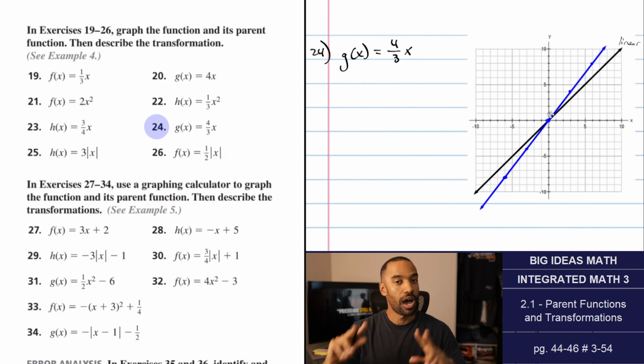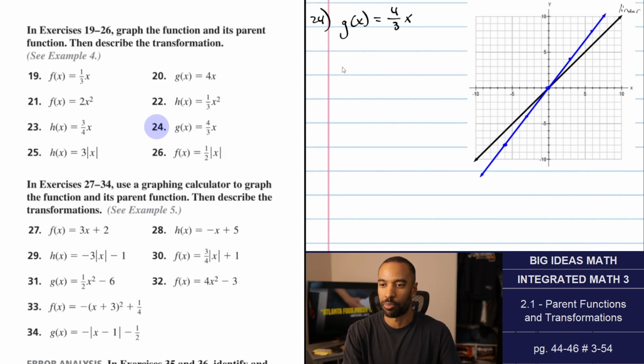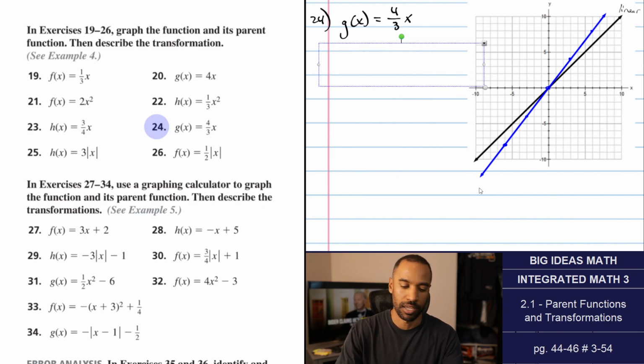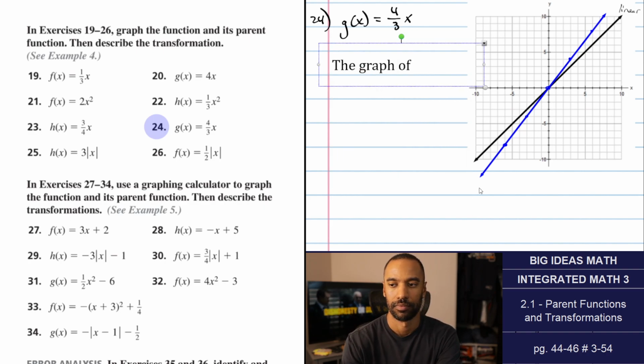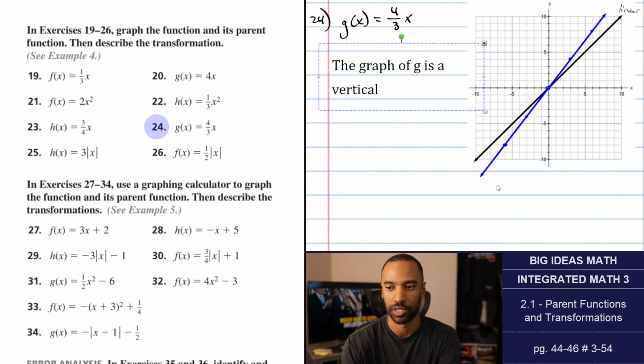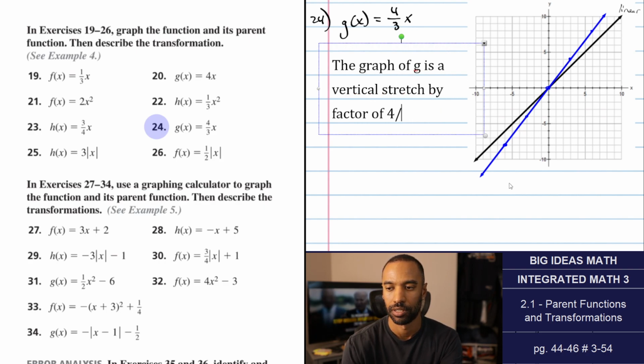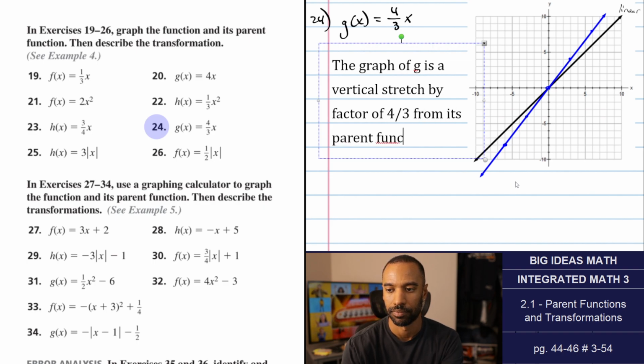You can see the blue is taller than black. Therefore, it's a vertical stretch, not a vertical compression, not a vertical shrink. The graph of G is a vertical stretch by a factor of 4/3 compared to, or from its parent function.